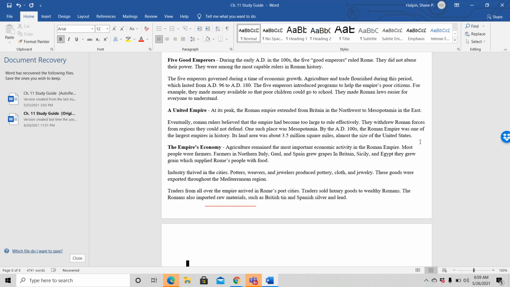Now, the most important aspect of the empire's economy was agriculture or farming. It's the most important economic activity. And you can keep on reading right here, and you can see, for example, industry thrived in the cities. We had potters and weavers who produced pottery, cloth, and jewelry. These goods extended all the way throughout the Mediterranean region. And lastly, traders from all over the empire arrived in Rome's port cities. They sold luxury goods to wealthy Romans.